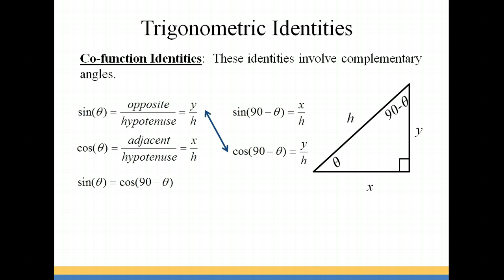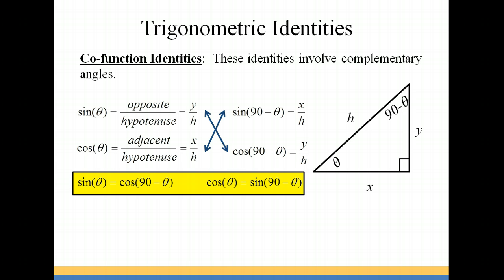So what you should notice is that the sine of theta is equal to the cosine of 90 minus theta, and that the cosine of theta is equal to the sine of 90 minus theta. That gives us one pair of cofunction identities.